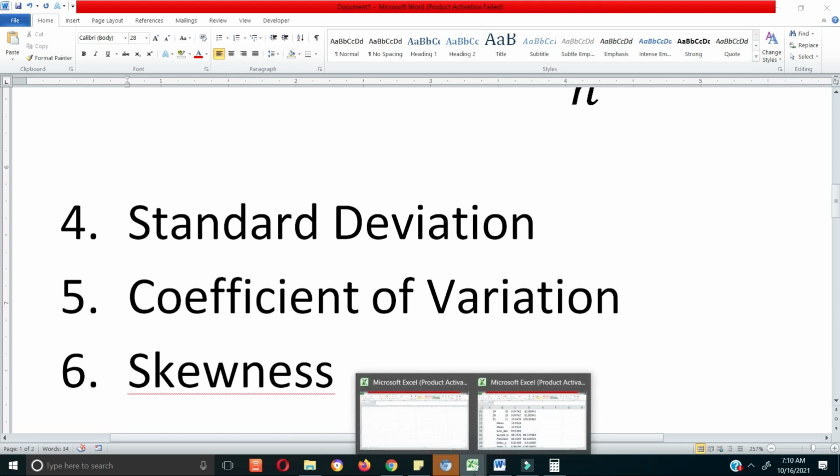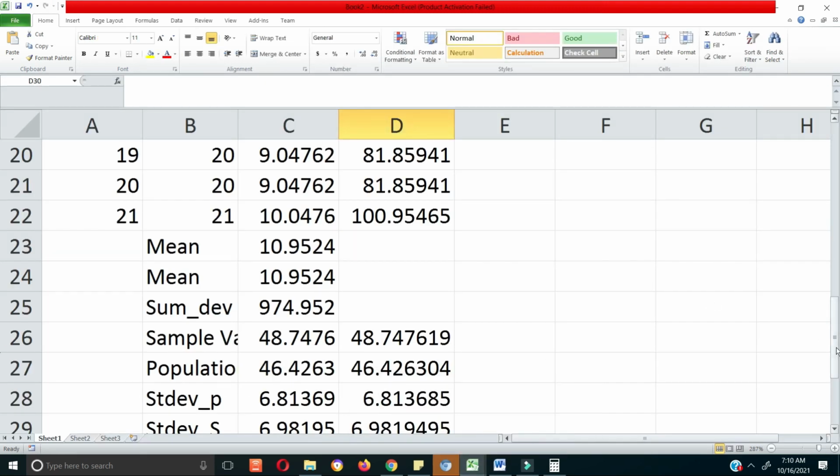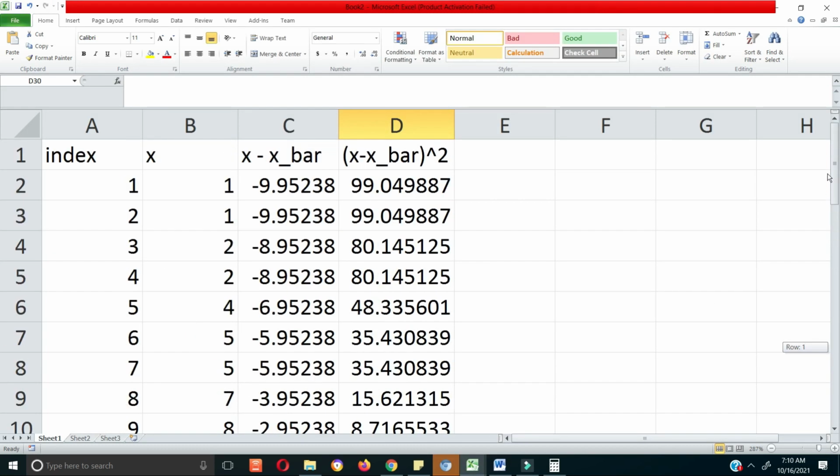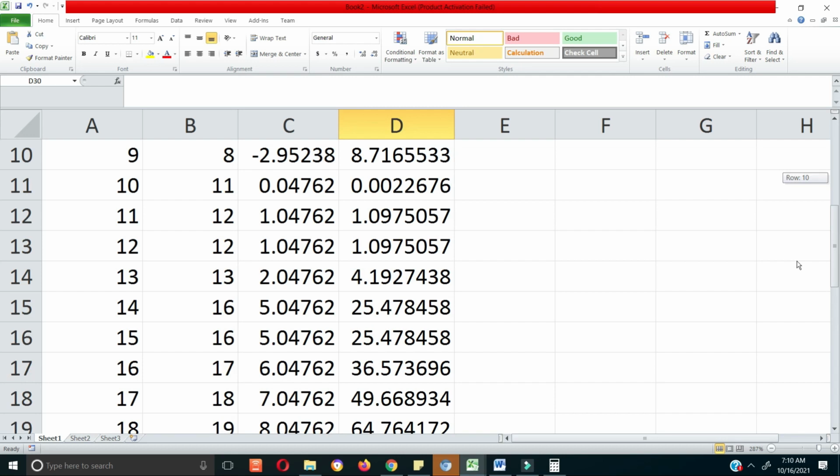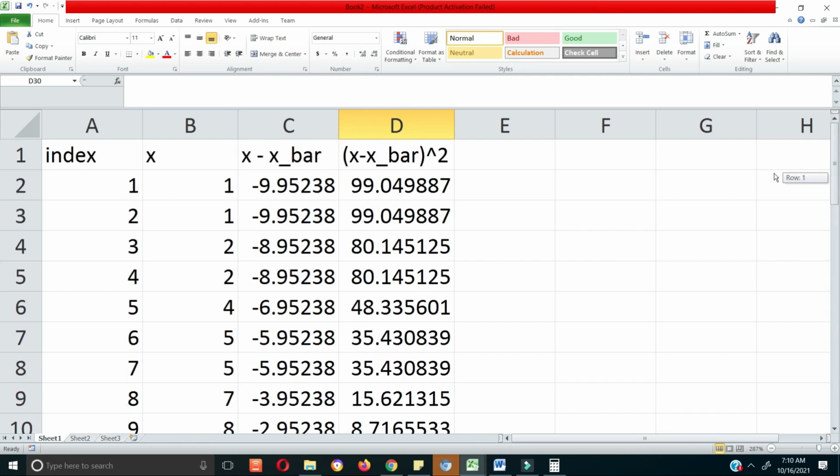So the coefficient of variation is the standard deviation divided by the mean. I'd use this to compare different ranges, if you had two, for instance. So these values are, let me just create a new sheet.